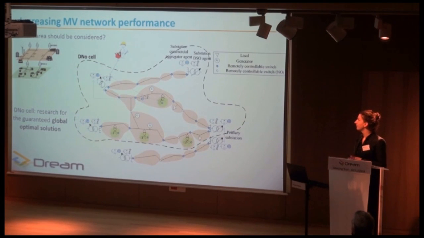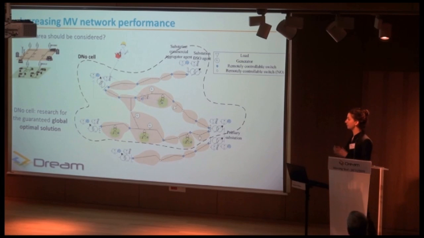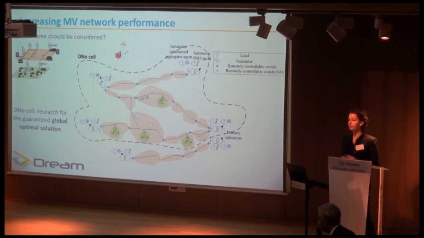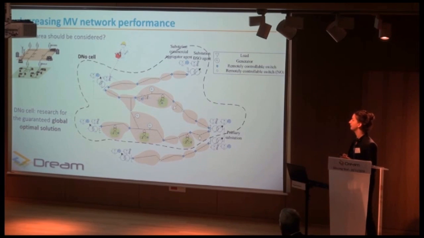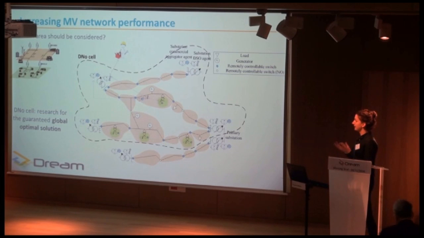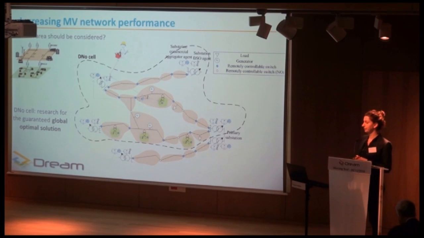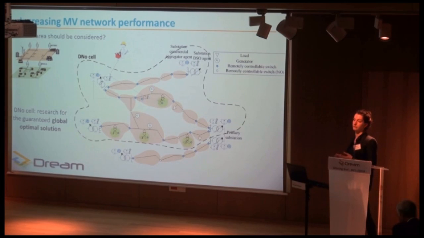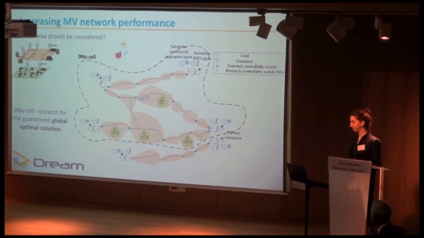And to do so, the area which should be considered is the biggest one, which we called in the DREAM project the Distribution Network Optimization Cell, so the DNO cell, which is the biggest area which will permit us to guarantee the global optimal solution for this problem.